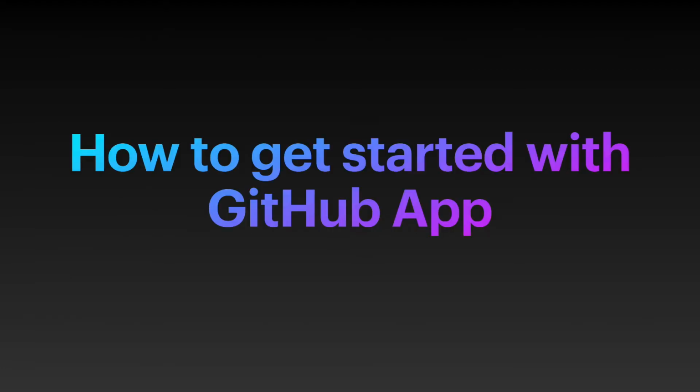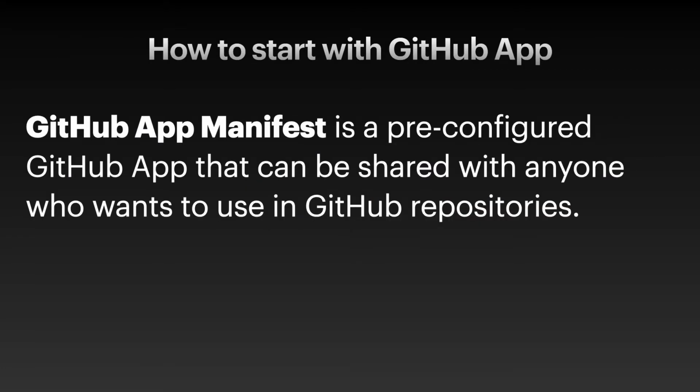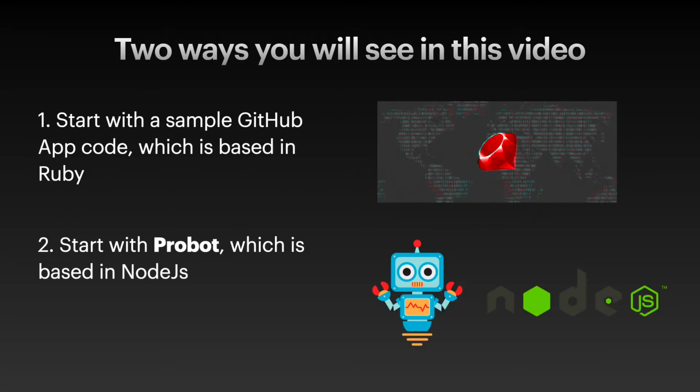How to get started with the GitHub app? Great, so you're interested. How can you get started with the GitHub app? A GitHub app manifest is a pre-configured GitHub app that can be shared with anyone who wants to use it in GitHub repositories. In this video, I'll provide you two different ways that you can quickly get started with a GitHub manifest. Number 1. Start with the sample GitHub app code in a GitHub repository, which is based in Ruby. Number 2. Start with Probot, which is based on Node.js.